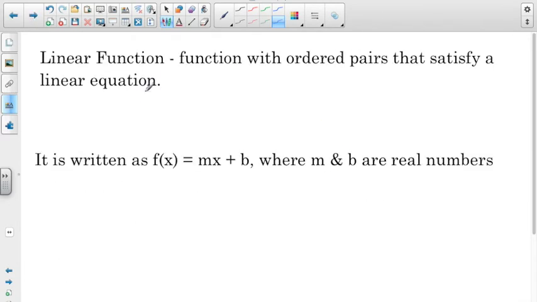Now, in general, it's usually written as f of x or y. Remember that f of x is equal to y is equal to mx plus b, where m and b are real numbers. We'll discuss this later as we move on, but this is one form we're going to write about. In general, we want to leave it in that form.